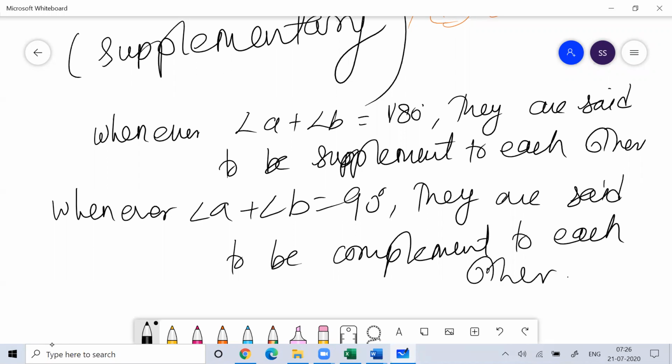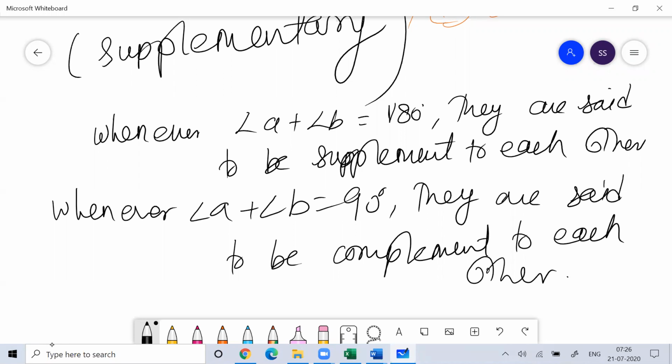What can there be one for 60 degrees? No, just 60. There's no special name for 60 degrees. So we normally use 90 degrees and 180 degrees.